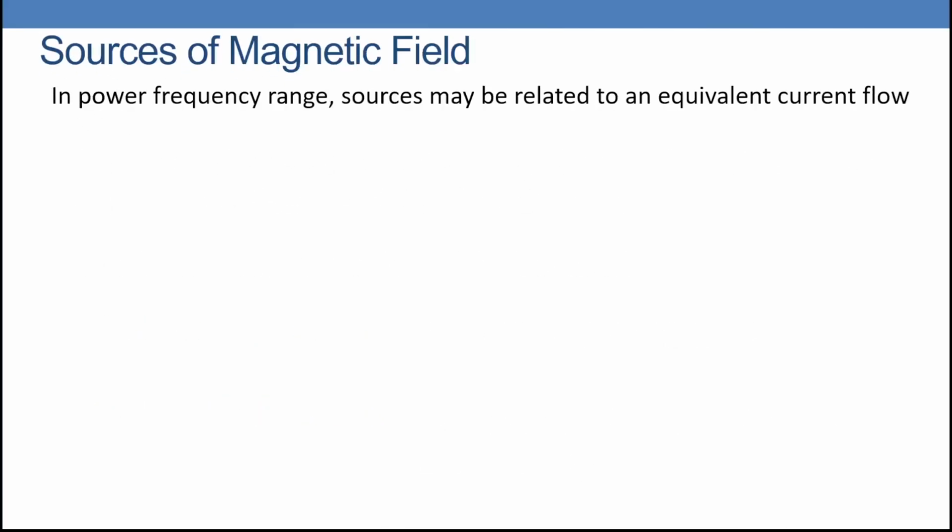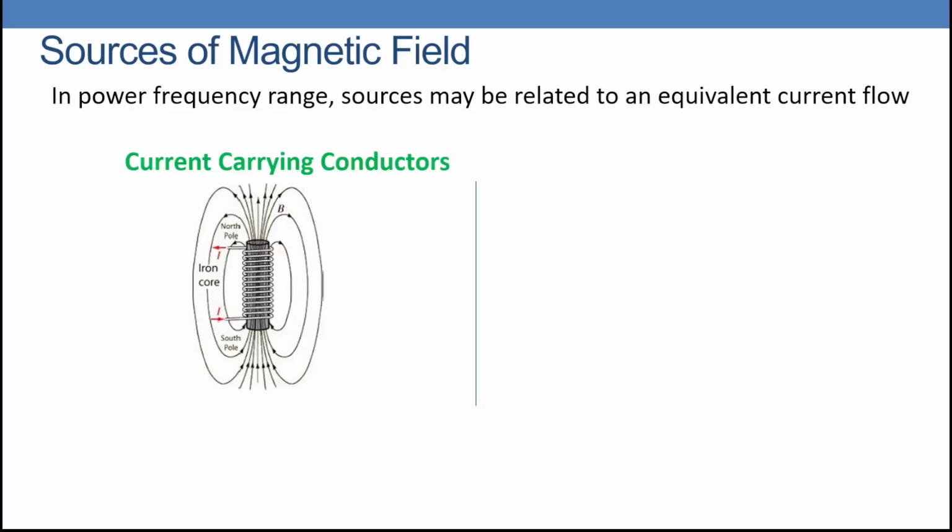Sources of magnetic field: in the power frequency range, something like 50 Hz or 60 Hz, also 400 Hz up to 800 Hz for aerospace applications. Sources may be related to an equivalent current flow. So for example, if we have a current-carrying conductor with a certain number of turns N carrying a current I, there will be flux lines as we can see here.